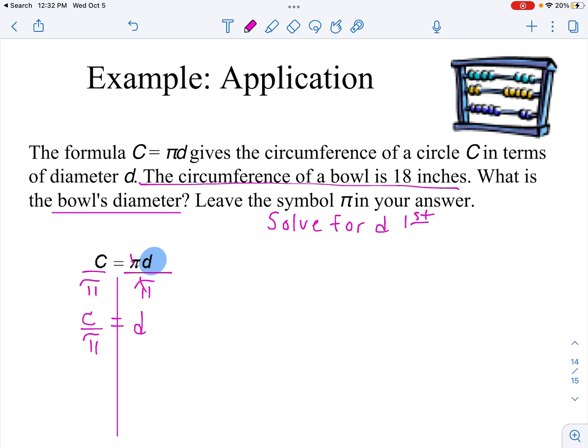The second part, they want to know what is the bowl's diameter. So diameter equals circumference divided by pi, and they want you to leave the pi symbol in your answer. So all that's needed is for you to completely replace C with the circumference that they gave you, which is 18 inches, over pi, and that's your diameter.